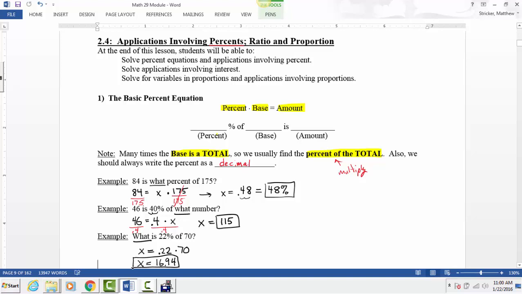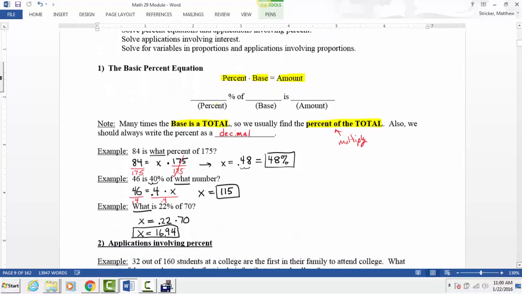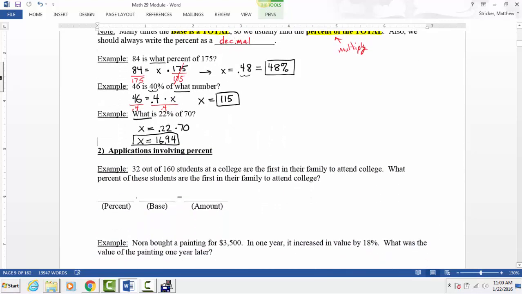Now that's just some practice working with the percent equations. Let's do some applications now. So applications involving percent. It says 32 out of 160 students at a college are the first in their family to attend college. What percent of these students are first in their family to attend college?